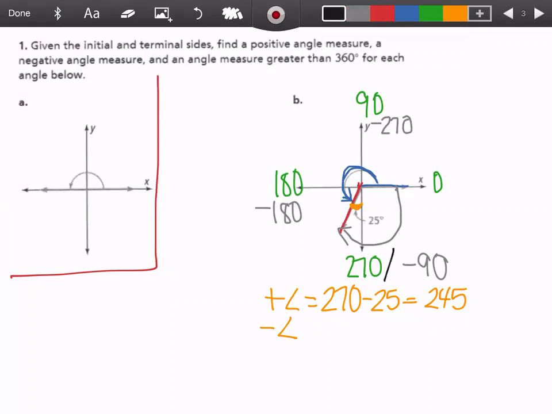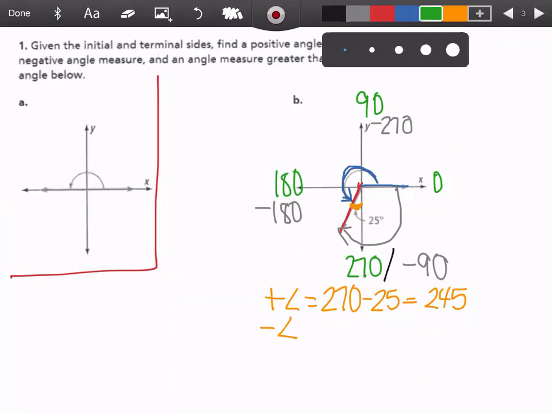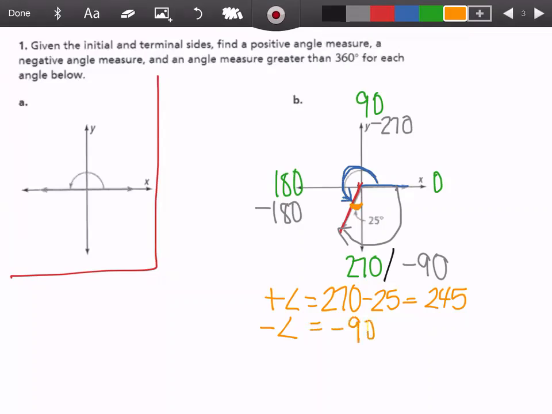So if we look at that, we have negative 90 degrees and then 25 degrees more. So negative 90 degrees plus, but because we're going in the opposite direction, we're going to say negative 25 degrees. And if we add those together, we get negative 115 degrees.